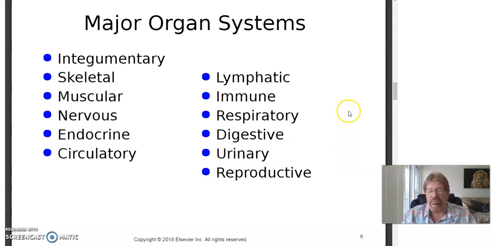Urinary system. The blood has to be filtered. The kidneys do it constantly. And the unwanted substances and some water are formed into what we know as urine and is excreted out of the body. Reproductive system, to keep the human species going.